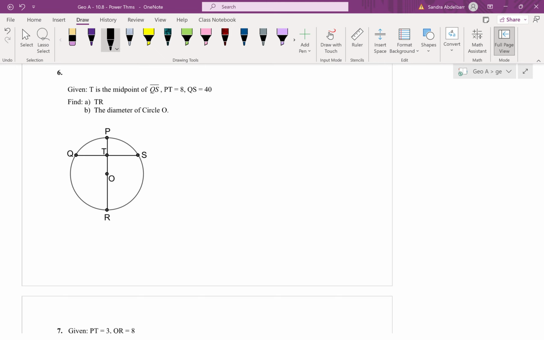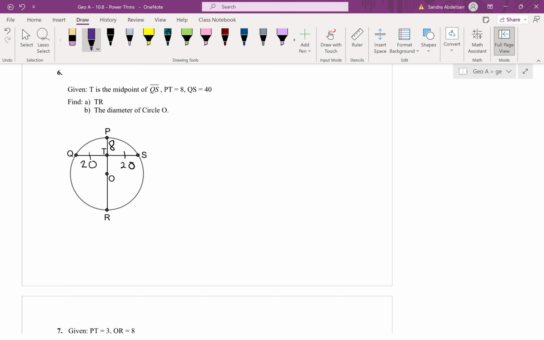All right, so I've given some extra information here. It says T is the midpoint of QS. Never forget our vocabulary. What does it mean if T is the midpoint of QS? Good, that means QT and TS are congruent, so I mark that. Then it says PT is 8, so this segment right here is 8. And all of QS is 40. Well, if all of QS was 40 and T is the midpoint, doesn't that split that into 20 and 20?